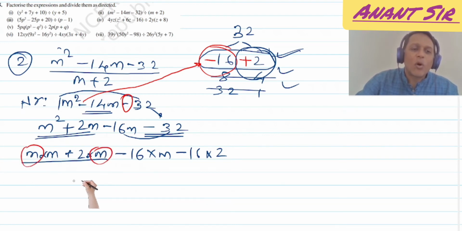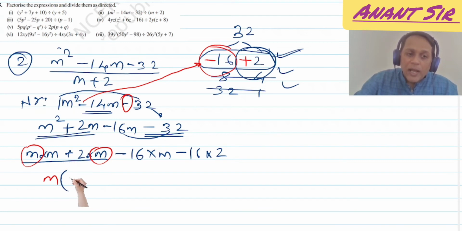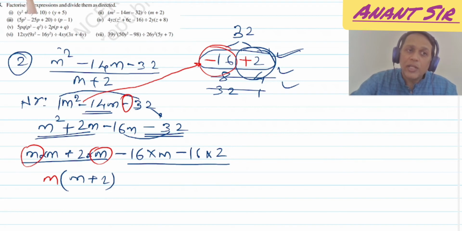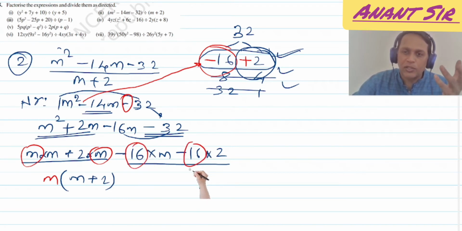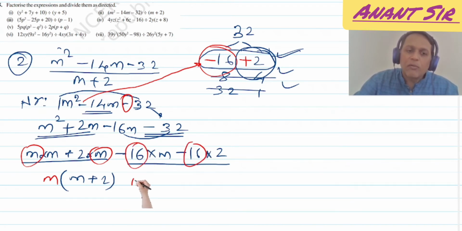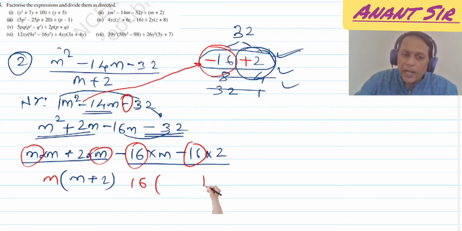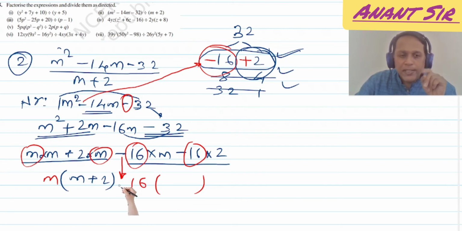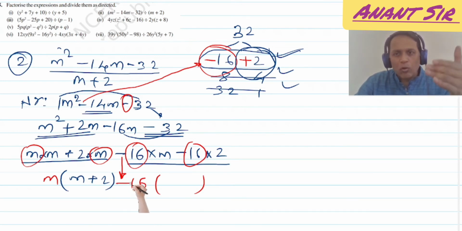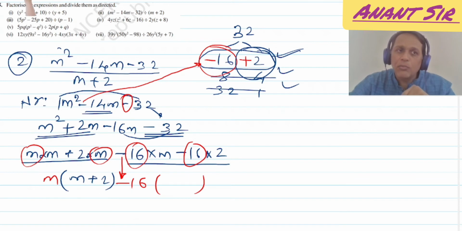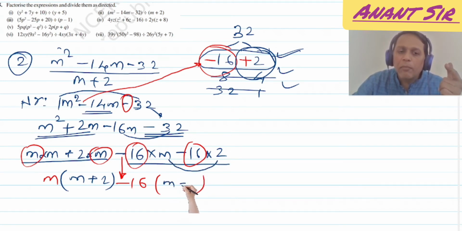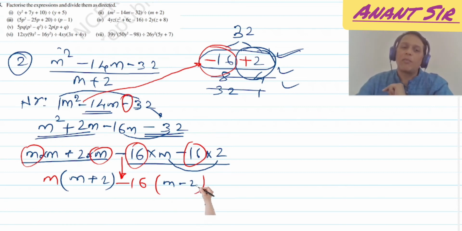So now in the first two terms I can take m common. If I take m common, what will remain in the bracket, now pay attention, will be m plus 2. And what if I take 16 common from the last two? I can take 16 only, right? Now the first mistake students make many times is that they don't give the sign here. This is a common mistake. You have to give the sign of the third term, whatever it is. And the next mistake is that they see it is m minus 2 and they write m minus 2 here. This is the second mistake they make.